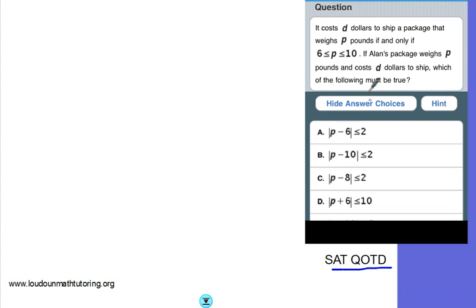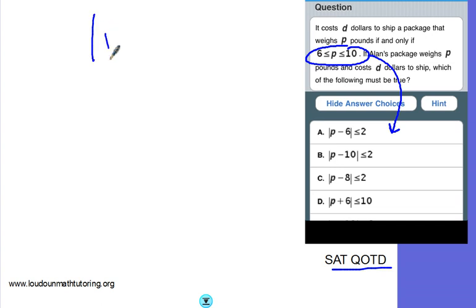Okay, so notice they give us a constraint. P is greater than or equal to 6, and it's less than or equal to 10. Well, those look a lot like each of the answers. So what we're trying to do is convert an absolute value into this constraint. For example, let's look at A.